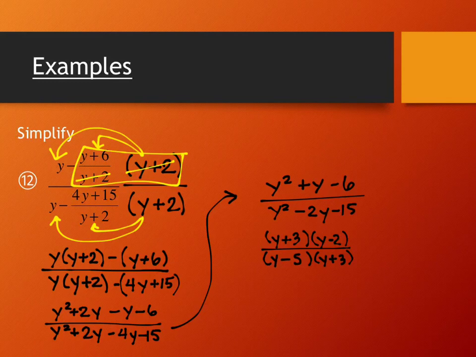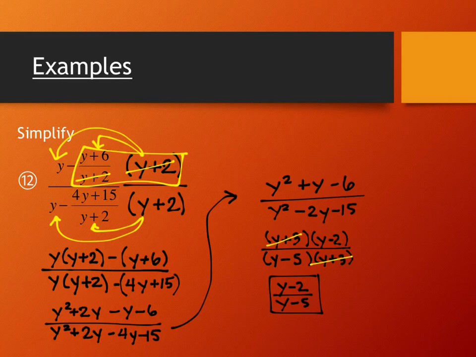And what do you see? They do simplify on this one by canceling the y plus 3's. So my final answer, in completely fully factored form, is y minus 2 over y minus 5. Any questions on that one?